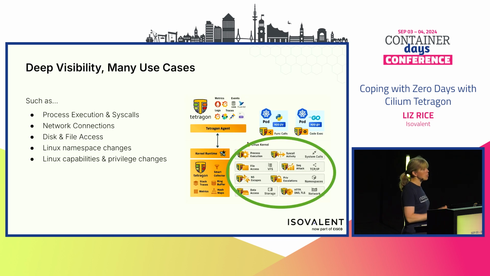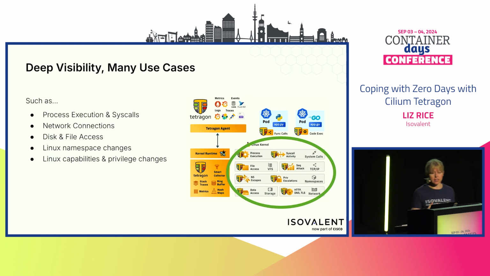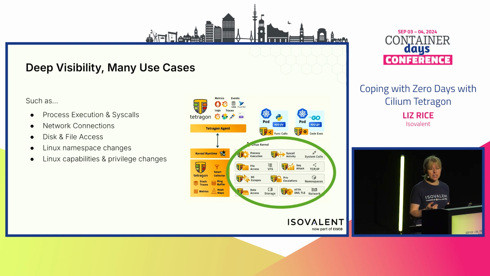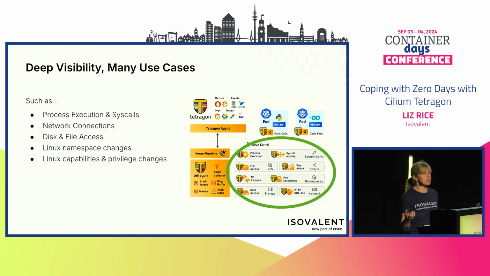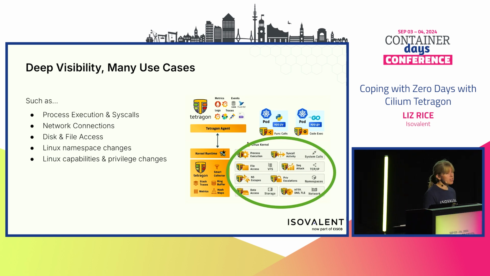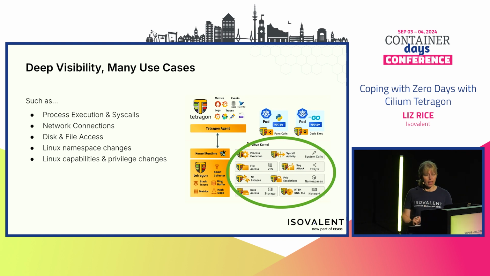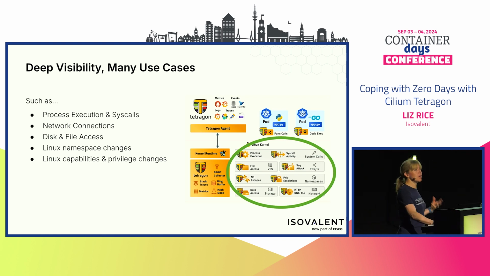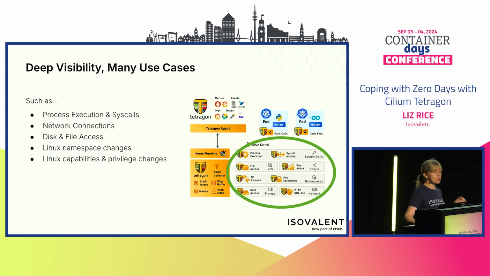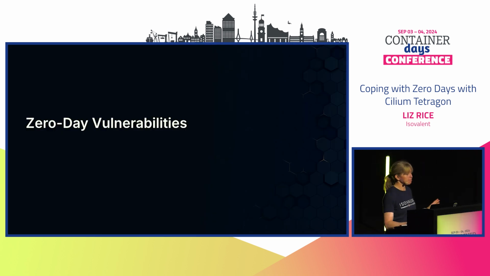But there are lots and lots of other types of events that we can write policies for using Tetragon. We can write policies to detect things like not just accessing files, but maybe accessing particular network destinations. We can monitor for things like namespace changes or privilege escalations that might be interesting from a security point of view. And, as we'll see, we can use Tetragon and write policies to help us detect specific zero-day vulnerabilities.